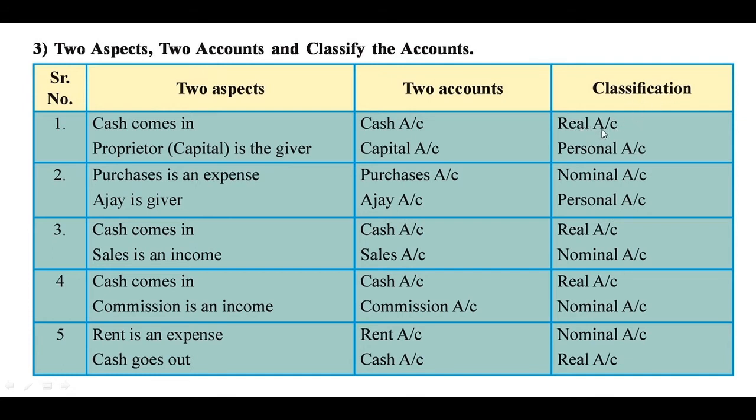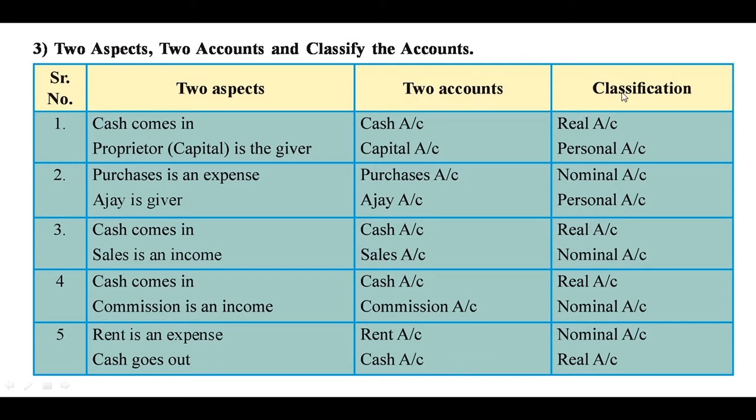Second aspect of the transaction is proprietor gives capital, invests capital in the business. So he is the giver. So the second account which is involved is the capital account, and the type of the capital account is the personal account. So in this manner, we are going to identify 2 aspects, 2 accounts for every transaction, and then we are going to classify those accounts.